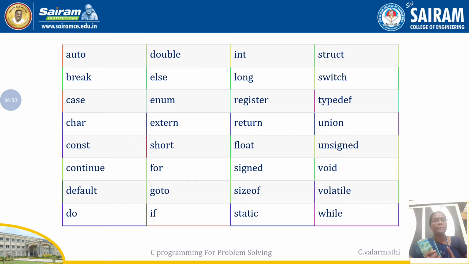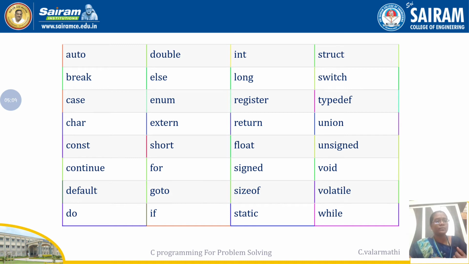Auto, break, case, char, const, continue, default, do, double, else, enum, extern, short, for, goto, if, int, long, register, return, float, signed, sizeof, static, struct, switch, typedef, union, unsigned, void, volatile, while. These are called keywords. There are totally 32 keywords supported in C language.